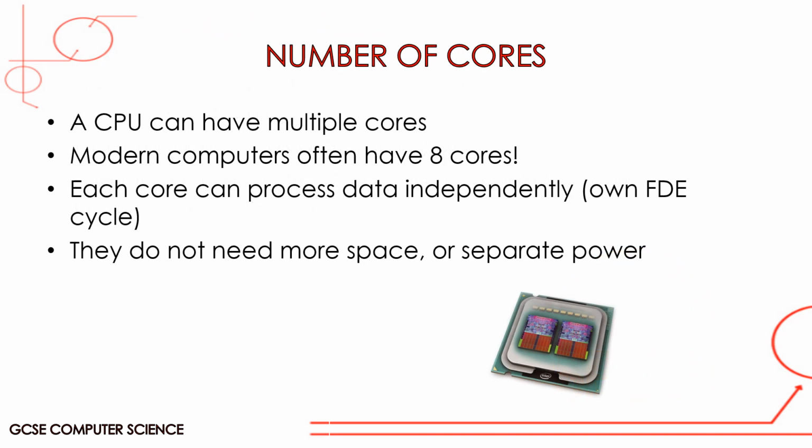Number of cores refers to how many independent CPUs are inside the computer. So a CPU can have multiple cores inside, and each core can process the data independently. They have their own FDE cycle. They don't need any more space or any separate power, which is perfect for not making the device any bigger.